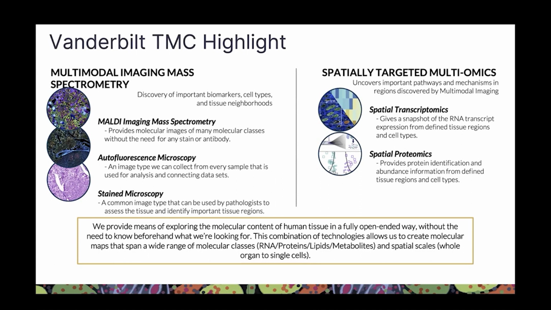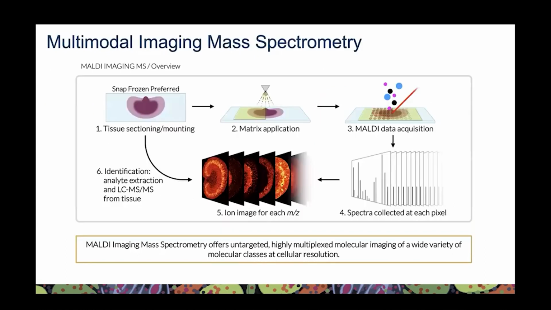And the combination of these two workflows together really allows us to map across a wide range of molecular classes, from RNA to proteins to lipids to metabolites, and across wide spatial scales. As you'll see, we're getting pretty good on the spatial resolution, so we can certainly focus and get deep molecular profiles for multicellular functional tissue units, but also we're approaching single cell resolution for most of these imaging technologies.